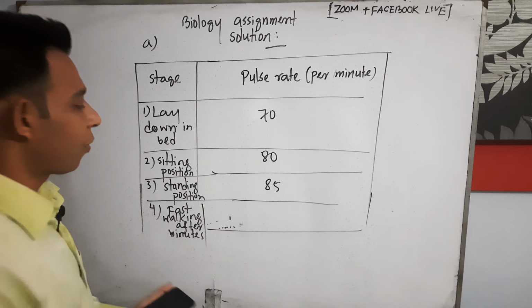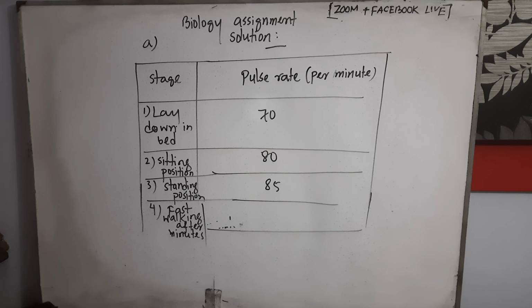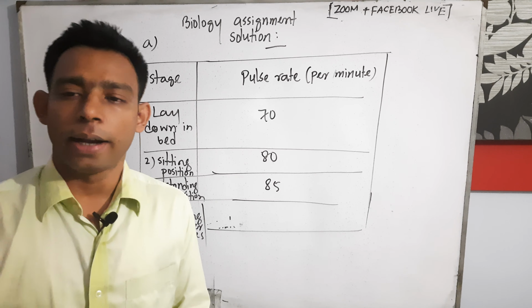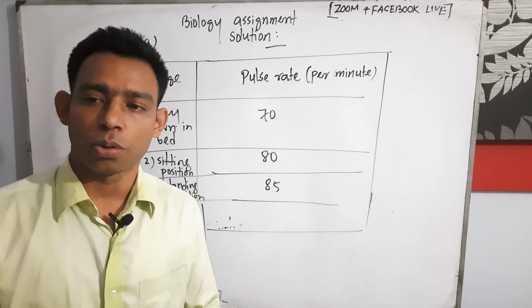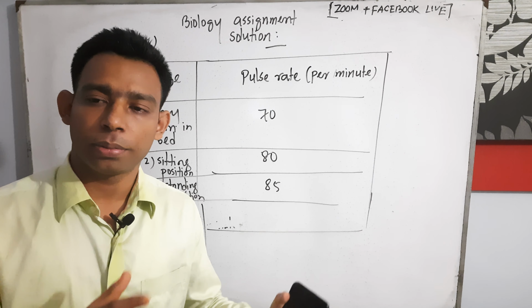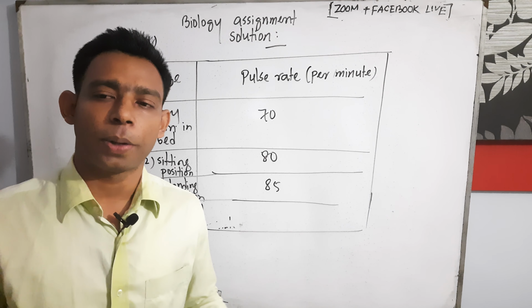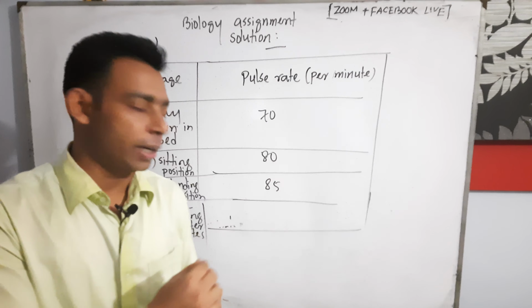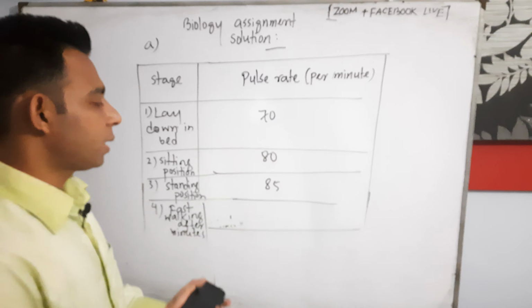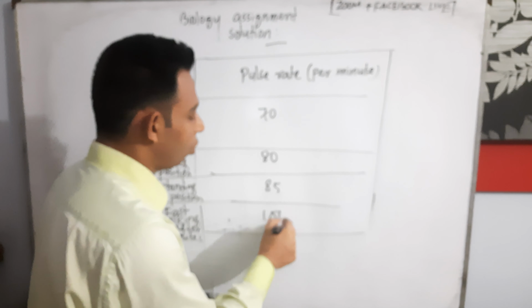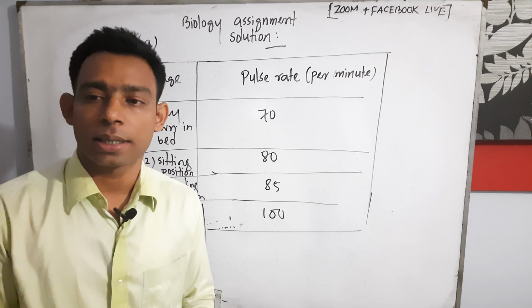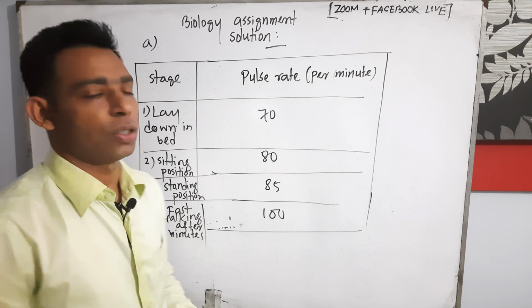And first walking after 5 minutes: now you can tell your father, yes father, you can move now, you can walk and get some exercise, and after 5 minutes you make sure to measure the final pulse rate. Suppose it is 100. I don't know what happened there, it is just for assuming, and I am just imagining this value.